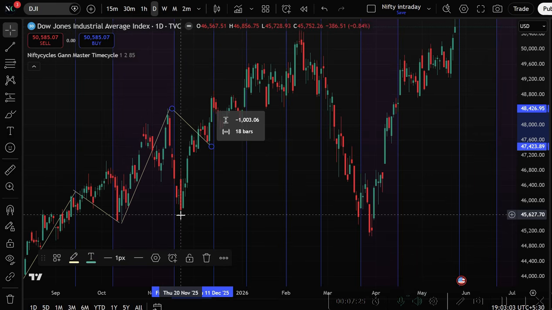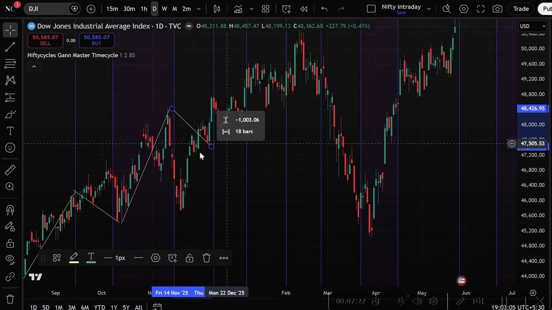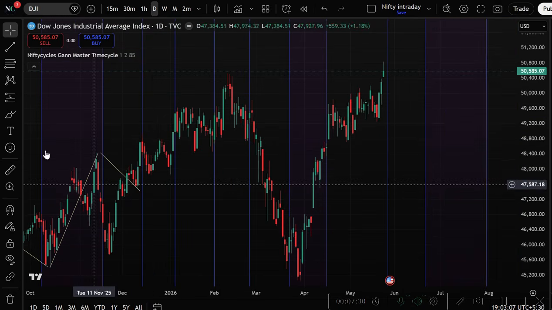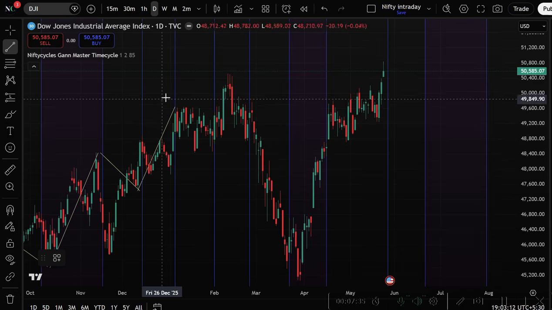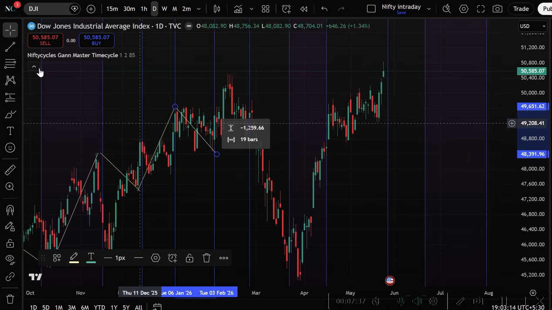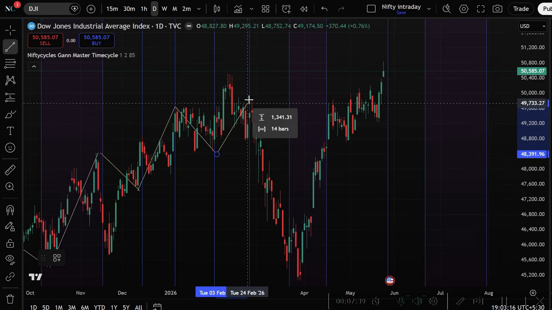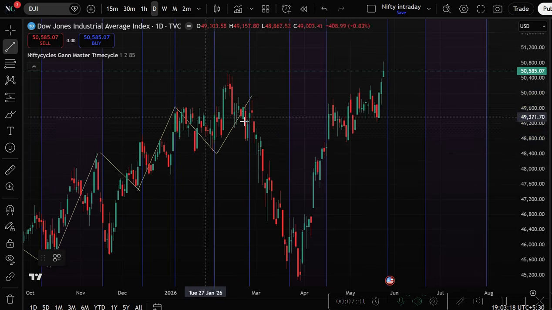Now technically this is a low, but the cycle low looks like this one. That could be a possibility. High and low. Looks like it works, right? Good so far.